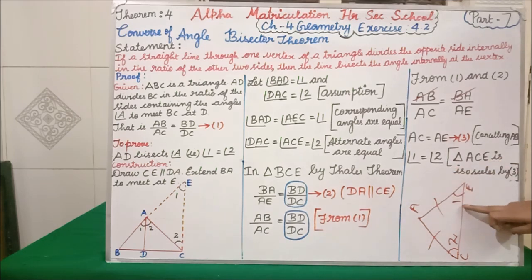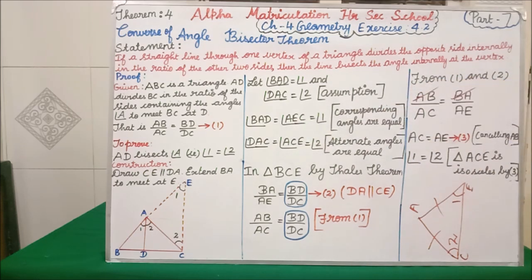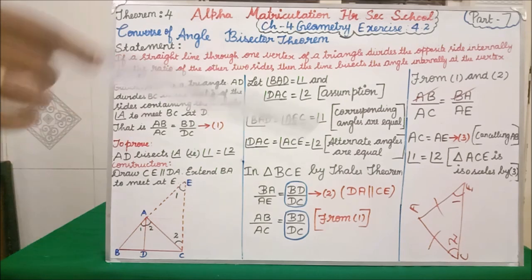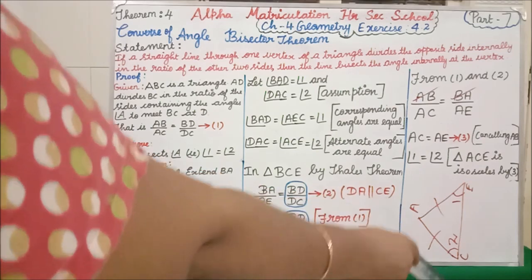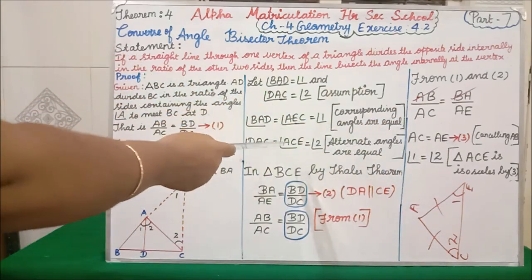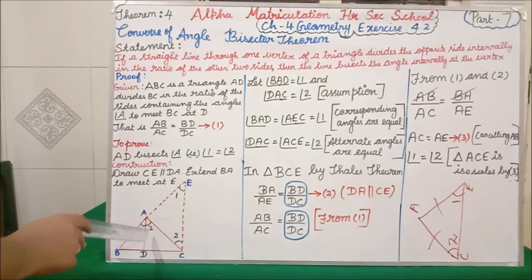Clear? Now previously we have proved. What is here angle 1 we are having here students? AEC. This angle AEC is equal to what we have proved before itself, angle BAD, isn't it? This here BAD. So next, this side ACE is equal. Similarly, angle ACE is equal to DAC.